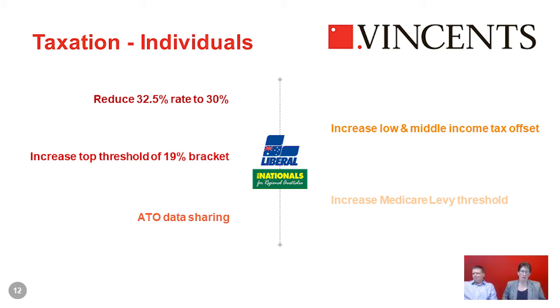Also, increasing the top threshold of the 19% tax bracket. So from 2022-23, again, you have to wait a little while for this one. The 19% threshold will increase from $41,000 to $45,000, and the low income tax offset, which is different to the low and middle income tax offset, will increase in the same year from $645 to $700.